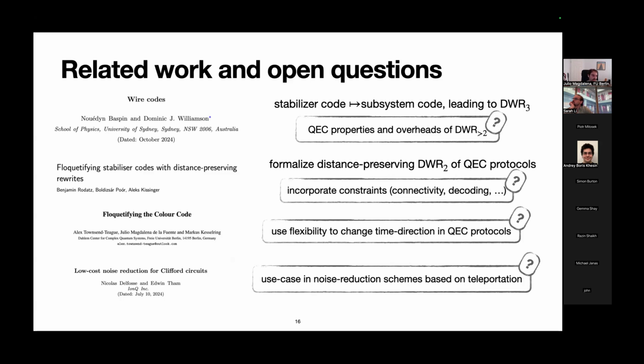More generally, there may be a use case in noise reduction schemes that are based on teleportation, just because teleportation is something that uses measurements. And the paper that I put there on the low left has a scheme that is based on measuring potentially high weight stabilizers. And since they make statements about effective error rates when propagating errors through all these measurements, it would be interesting to see how these error mitigation techniques in the end perform when you compile the measurements differently.